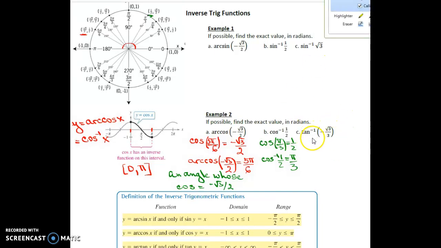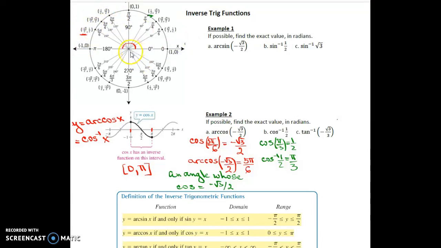We can do the same thing with tangent as well as sine and cosine. For the tangent inverse of negative square root of 3 over 3, we're really asking ourselves, what is the angle whose tangent is negative square root of 3 over 3? Well, let's take a look. Negative square root of 3 over 3 is the same as negative 1 over square root of 3. We find tangent as y over x.